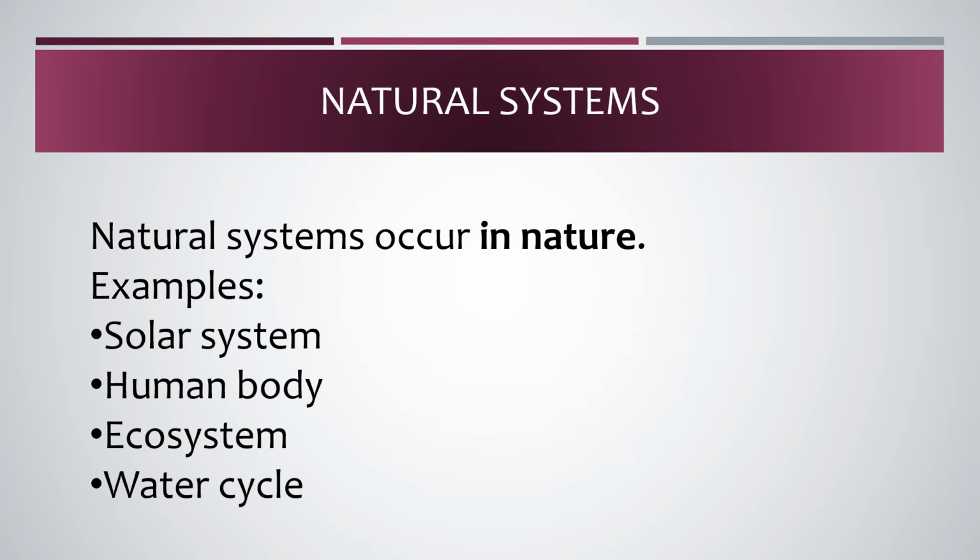They do not require any human involvement for their existence, such as the solar system, the human body, the ecosystem, and the water cycle. These are all occurring in nature. These are all natural systems. They do not require any human involvement.